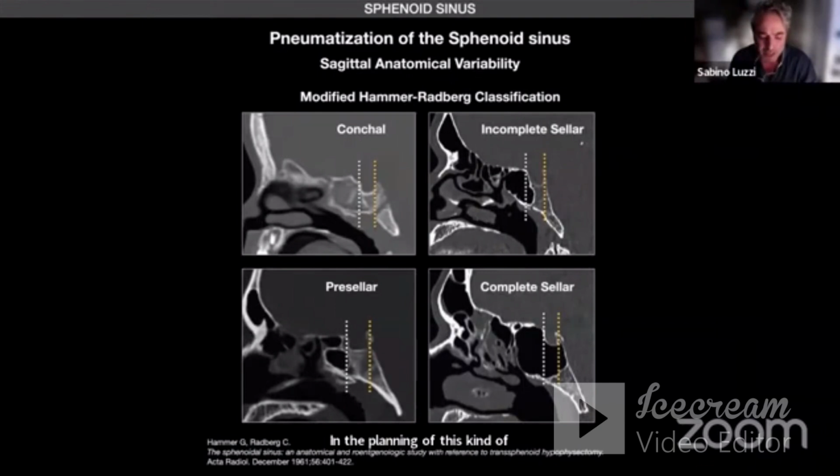In the planning of this kind of approaches, we always have to study the rate of pneumatization of the sinus. This is the sphenoid sinus when we plan a transsphenoidal approach. When we talk about the sphenoid sinus, one of the first and most used classifications in terms of pneumatization is the so-called Hammer-Radeberg classification, where we can divide, this is the most classical one, conchal, sellar, presellar, complete sellar, and so on. But this kind of classification is insufficient today for most endoscopic skull base approaches because this is only a sagittal classification.